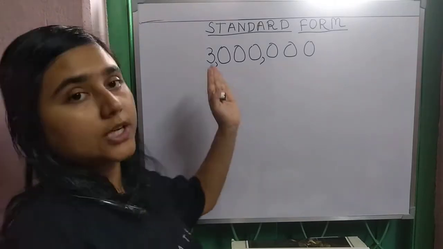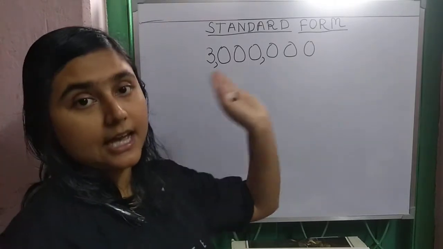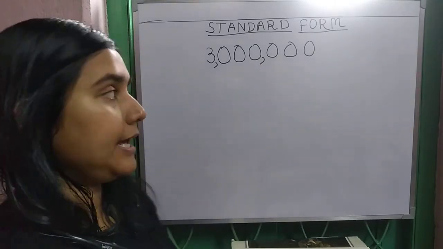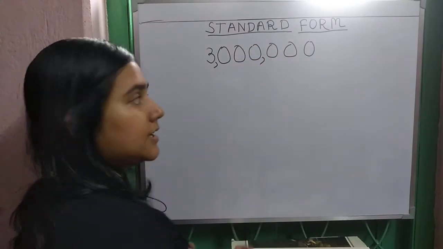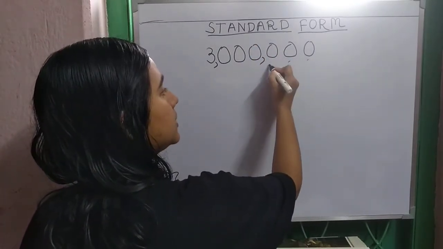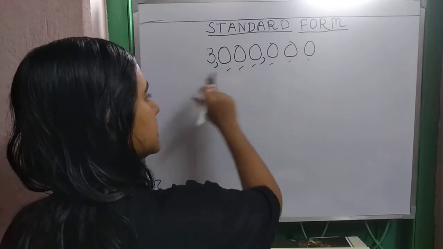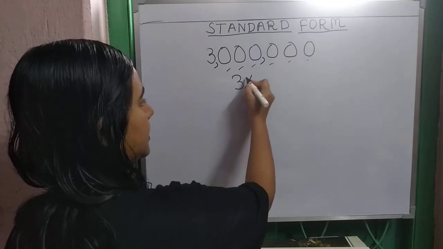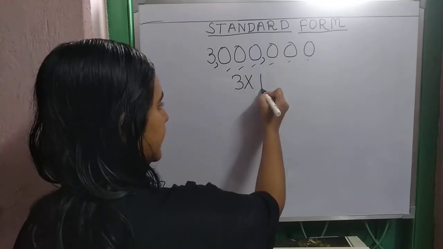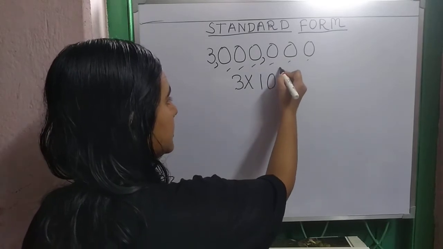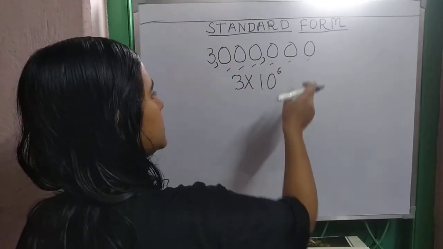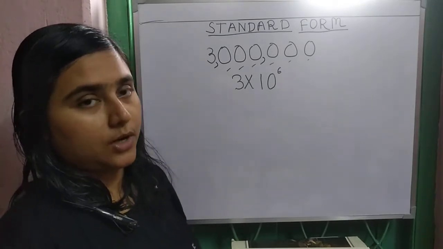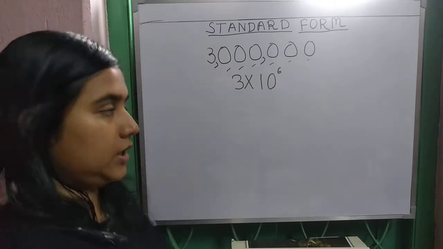So if I want to convert this 3 million into standard form, then we have to ask how many zeros are there? 1, 2, 3, 4, 5, 6. 6 zeros are there. So this will become 3 into 10 to the power 6 because 6 zeros are there. Okay, so the first one was the easy one. Now take a difficult one.